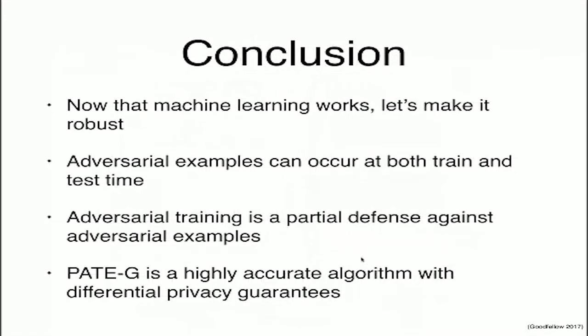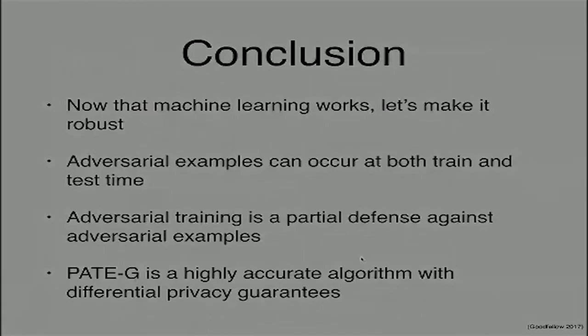Overall, I guess the theme of the talk is that now that machine learning works really well, we'd like to make it robust to all the different ways that people can try to interfere with it. We've seen that adversarial examples can occur at both train time and test time, and that adversarial training gives us a partial defense against adversarial examples. We've also seen that people can try to inspect the weights of a model to recover training examples, and we can defend against that too using the PATE algorithm and also the PATE-G extension of it. I'll flip back and look for questions now.